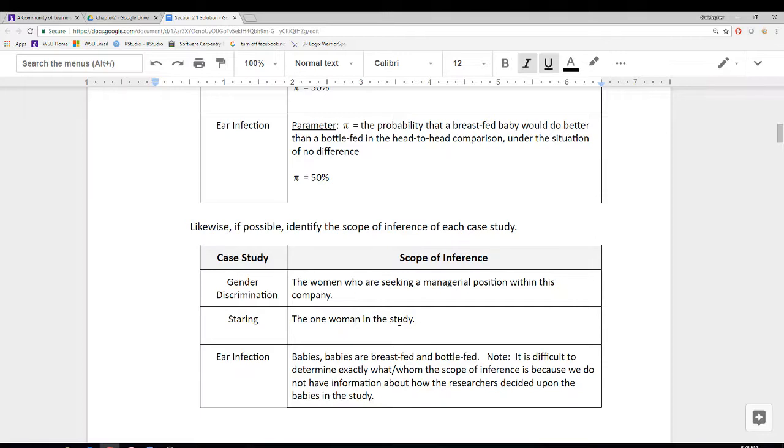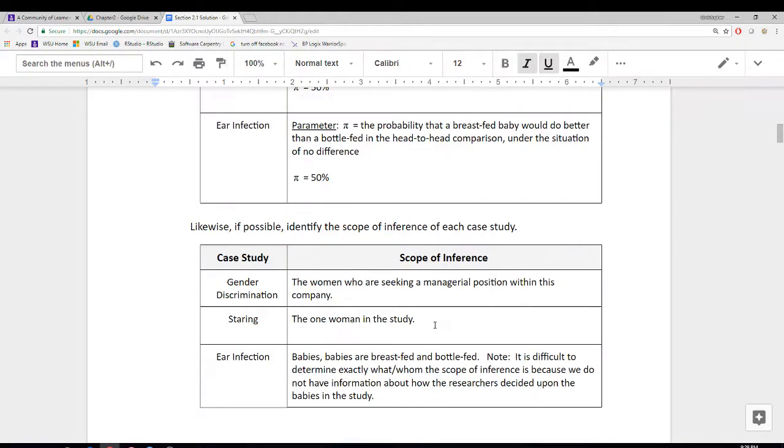Okay, let us now consider the scope of inference. In the gender discrimination example, we were trying to make conclusions about women who were seeking a managerial position within this company. Therefore, that is the scope of inference. Now, it is important to identify that we are just trying to make decisions about women within this company and not some other company. Therefore, our scope of inference is women who are seeking managerial positions just within this company.